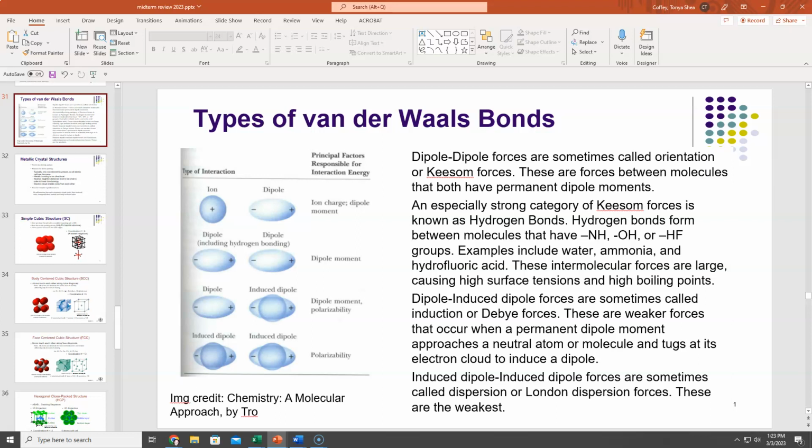Dipole-induced dipole forces are sometimes called induction or Debye forces. These are weaker than the hydrogen bonds, and they occur when a permanent dipole moment approaches a neutral atom or molecule and tugs at the electron cloud to induce a dipole. Induced dipole-induced dipole forces are sometimes called dispersion or London dispersion forces, and these are your weakest ones.